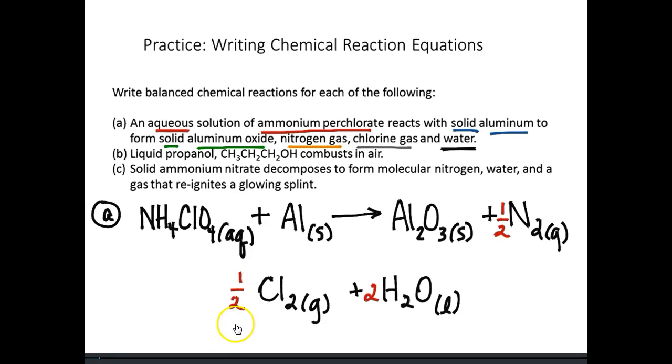Okay, so here, the next thing I balanced was hydrogen. So you can see that there's 4 hydrogens in ammonium perchlorate. That's the entire left side only has 4 hydrogens. The right side, the only compound that has hydrogen in it is water. So I'm going to put a 2 in front of the water, and that gives me 4 hydrogens. So at this point, I have balanced nitrogen, hydrogen, and chlorine. And then next, we're going to look at oxygen.